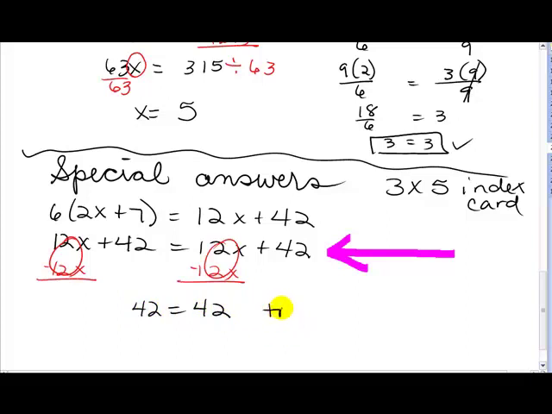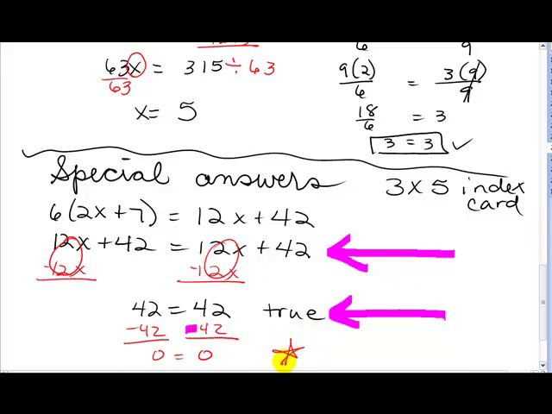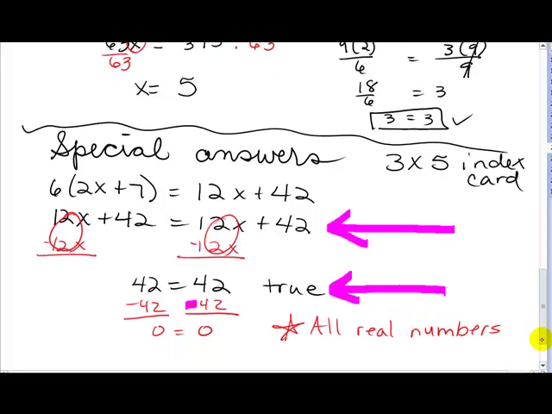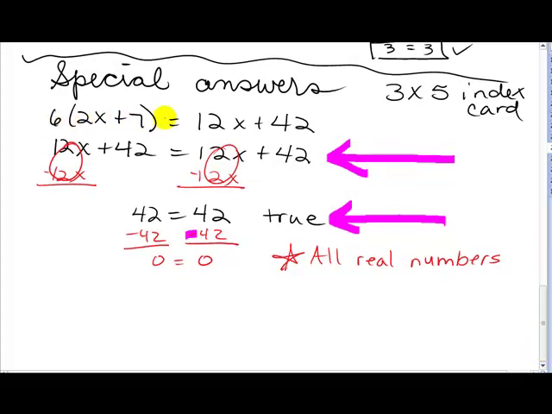And that's true. So I can stop here also and say, here's my answer. If you still don't see it, then you still want to move it. Minus 42 on both sides, and you'd end up with 0 equals 0. Again, it's a true statement. Your special answer here is all real numbers. Any number we pick for x will make that a true equation.